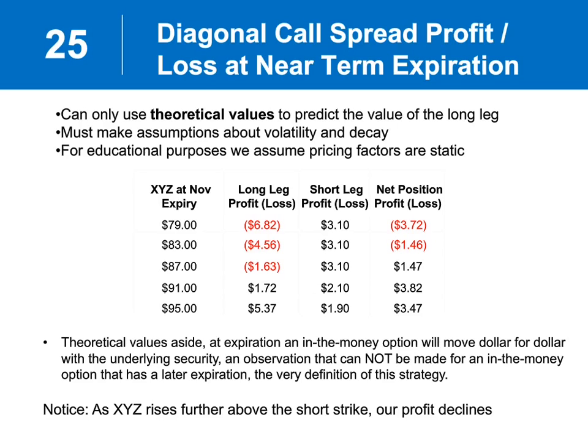We cannot say that that is what's going to happen for an in-the-money options contract that has a further out expiration. And thus, that's really the definition of this strategy. We're buying a further out, selling a nearer term. The example of the stock at 90, 91, and 95 shows us as XYZ rises further above the short strike, our profit declines. But worst case scenario, we'd still be looking at a profit of about $3.